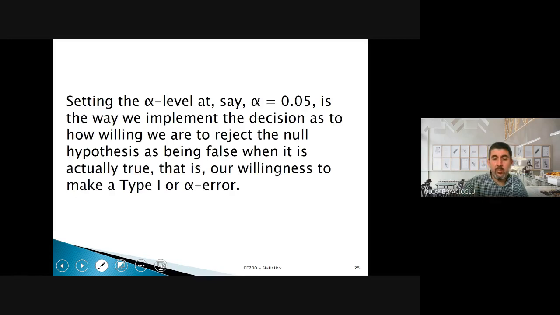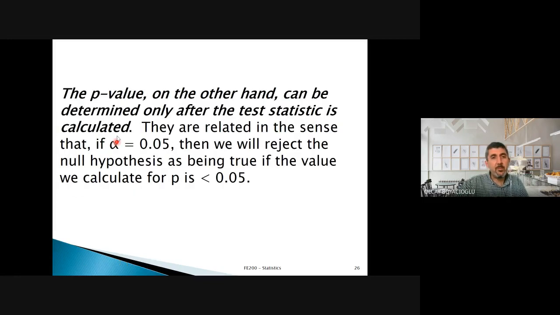So setting up the alpha level therefore is important. The p-value on the other hand can be determined only after the test statistic is calculated. They are related in the sense that if alpha is 0.05, then we will reject the null hypothesis as being true if the value we calculate for p is less than 0.05.